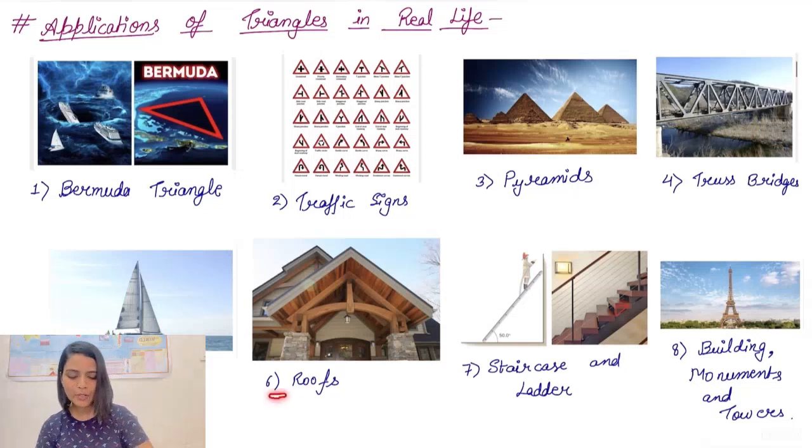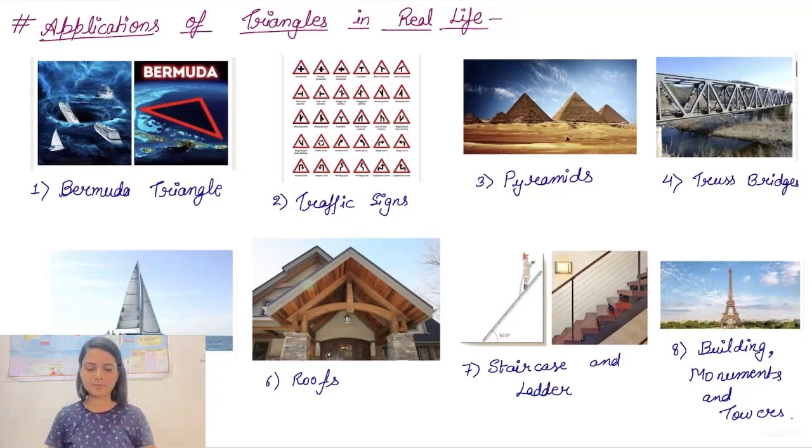Next is the roof. Why do we make a roof in a triangle shape? Just to drain off rainwater and snow, so that they do not stay there for a longer period of time. Next is the staircase and ladder, which involve the right angle triangle. Now next is buildings, monuments and towers. Basically, triangular shape gives strength to the building. That's why the Eiffel Tower of Paris consists of 186 triangles within itself, just to stay strong, and that is why it has been standing there for a long period of time.